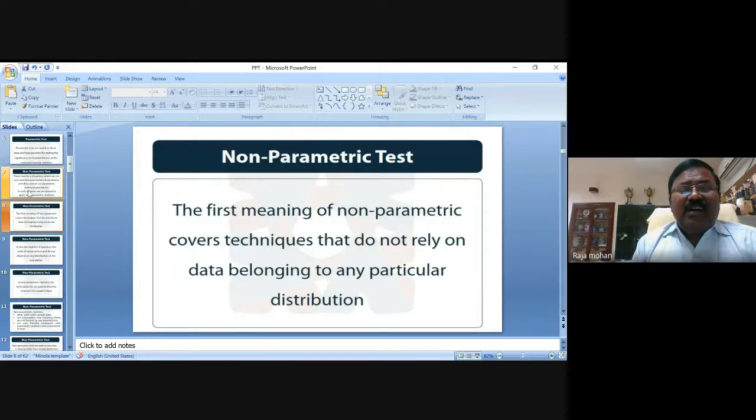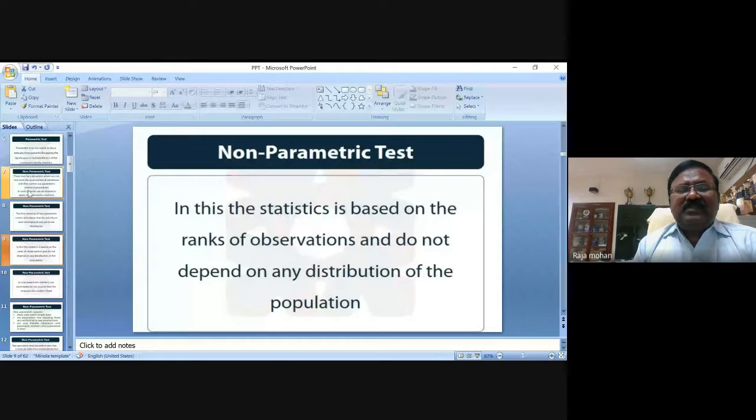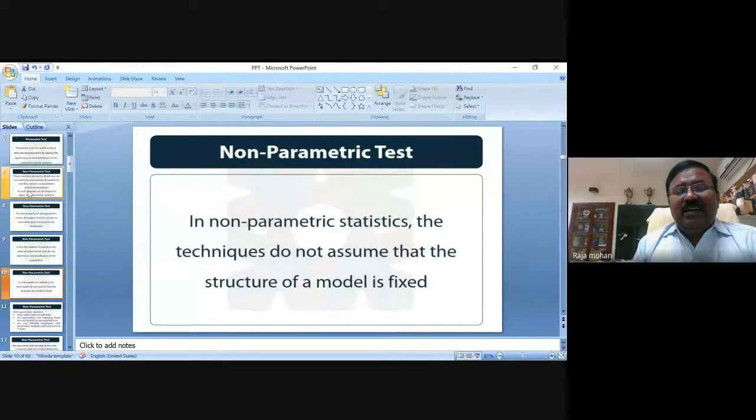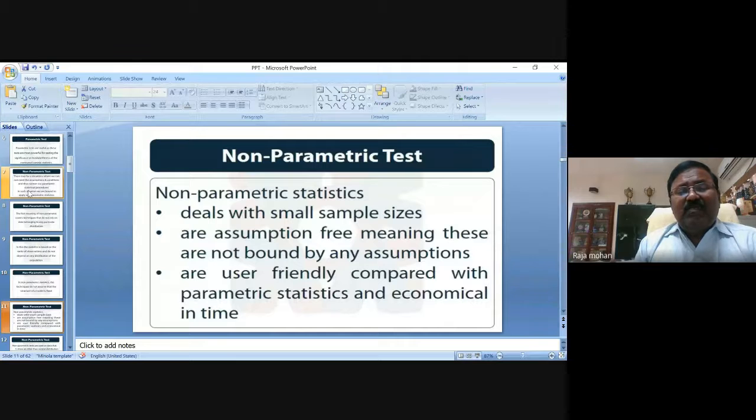I told you, non-parametric covers techniques that do not rely on data belonging to any particular distribution. If the data does not agree with that, we can go for non-parametric. Actually, it is a rank-based test, and you can remember that it doesn't have any kind of assumption. But parametric requires a lot of assumptions, while non-parametric doesn't require any kind of assumption.